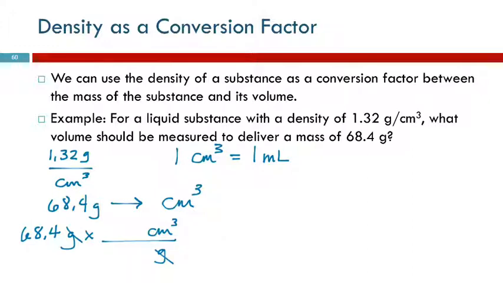Units first. Get all the units in first. Then put the numbers in. So I'm going to use my density as a conversion factor. 1.32 grams. So the gram and the 1.32 have to stay together per cubic centimeter. Bothers some people to not have a number there. That's fine. Put a 1. So I'm doing the math here. I take 68.4 times 1 divided by 1.32.